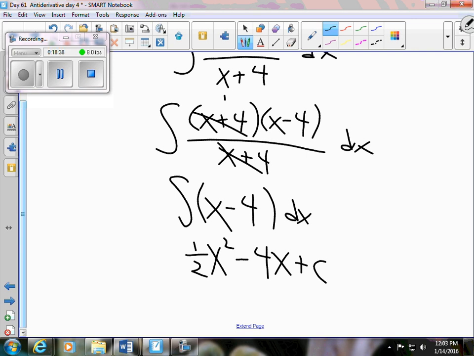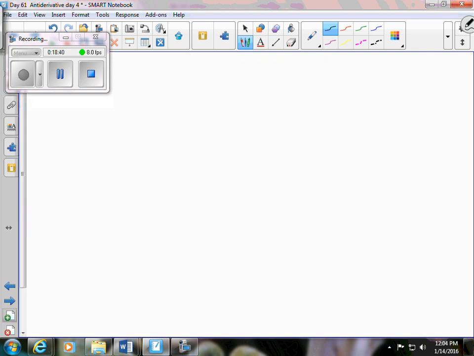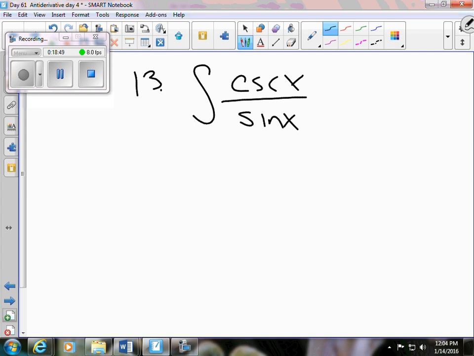13? Nice. The antiderivative of cosecant x over sine of x. So I'm dividing by sine of x, but that's not one of our formulas. So you've got to rewrite it. We have to do something. See how I could think of this as cosecant x times 1 over sine of x?